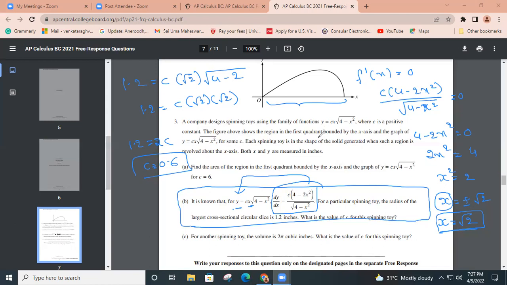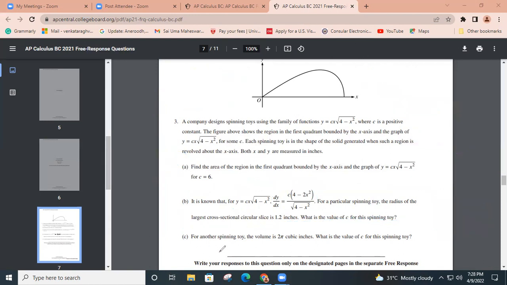Yeah. So since you said largest, we need to take the largest. The minimum or the maximum should be occurring at the critical point. So the critical points are plus or minus root 2. But we take only root 2 because it is in our limit. Now, when x is equal to root 2, the maximum occurs, and I know the maximum value. So I'm plugging in so that I'll get the value of c. The value of c is 0.6, which is perfectly clear.